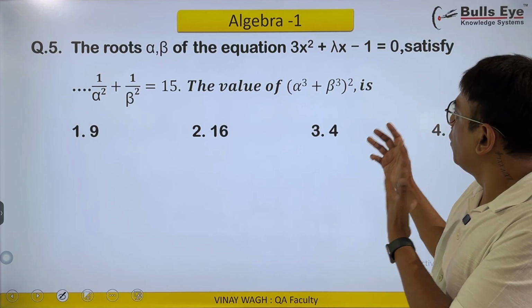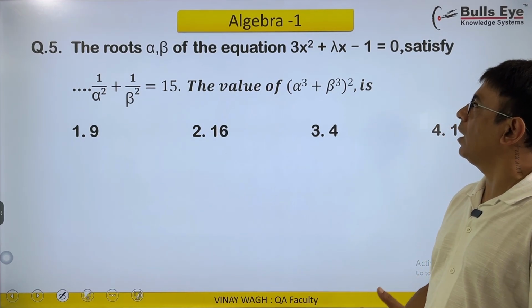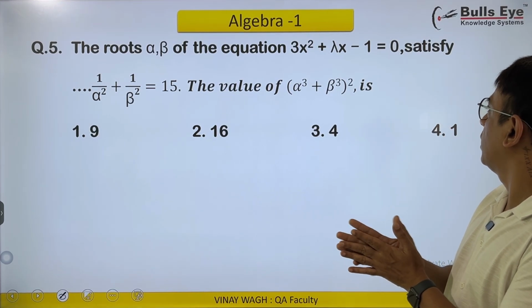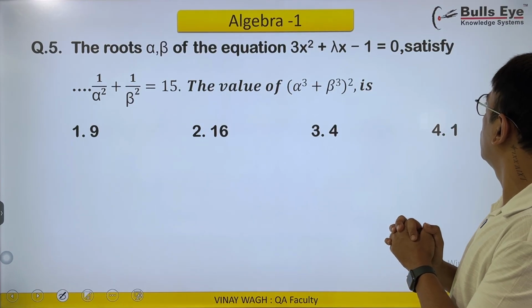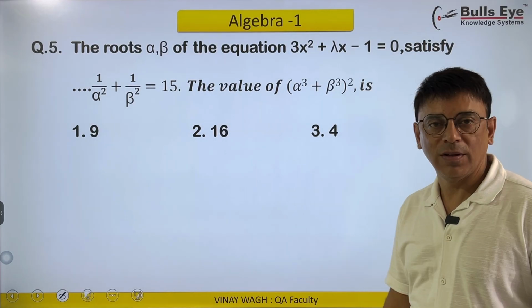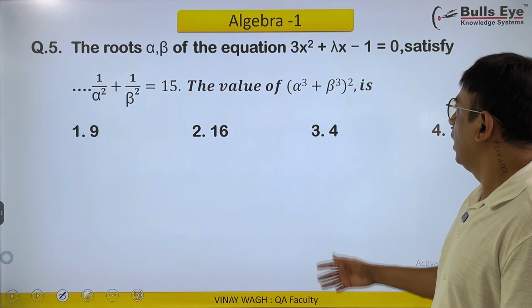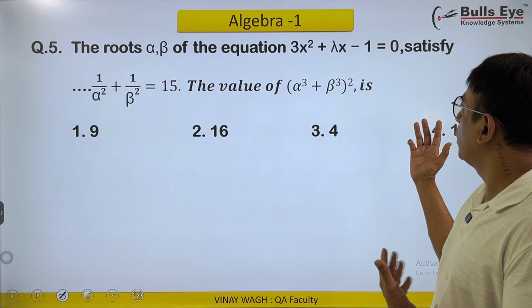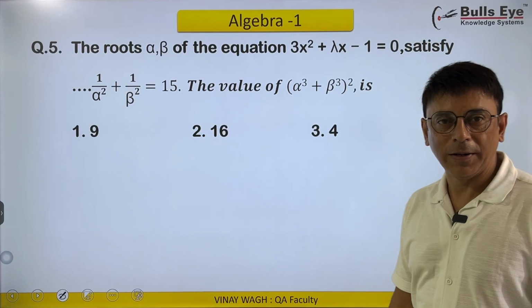Looks like a quadratic. In fact, it is quadratic. The roots alpha and beta of the equation 3x square minus lambda x minus 1 equal to 0 satisfy another equation. And look at that. We want alpha cube plus beta cube, the whole square, is what?